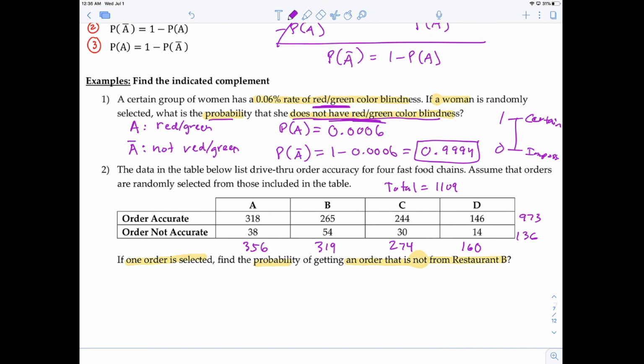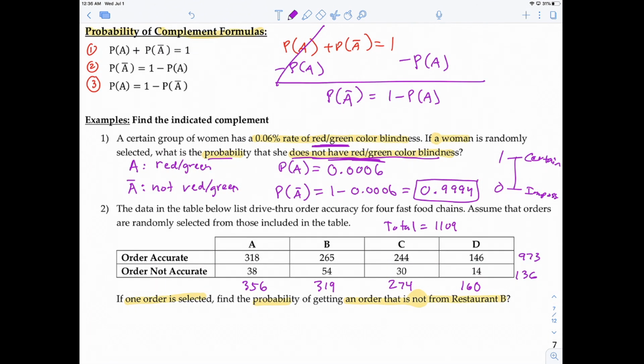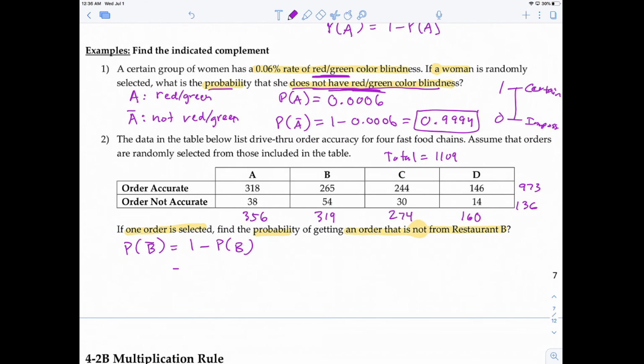There's a couple of ways you can do this. You can use the complementary formula. The probability of not B would be B complement, and that's equal to 1 minus the probability of B, right? That's just restating this right here. So the probability that the order is from restaurant B would be 319 orders from restaurant B over 1109, right?